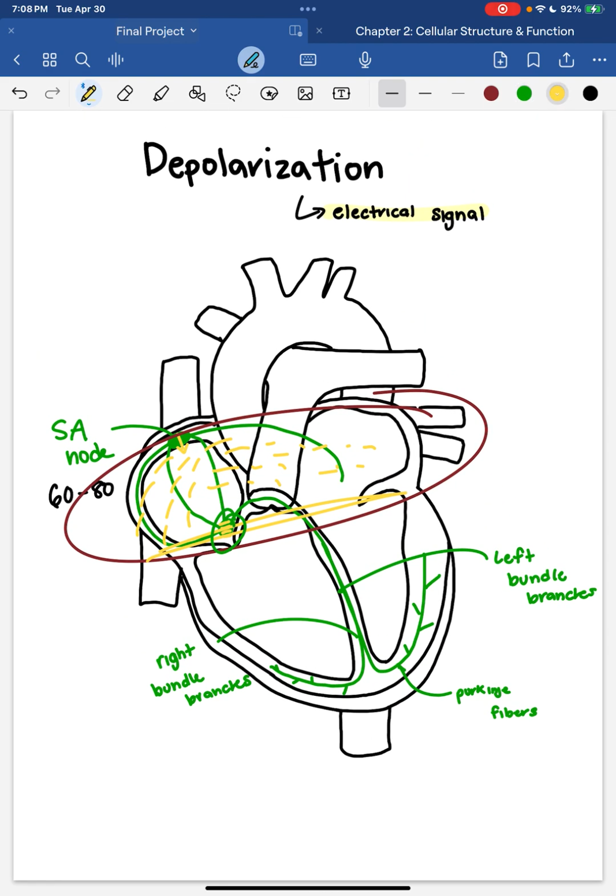So that means that this signal is going to move down and up, which is going to squeeze these ventricles. It's going to squeeze those ventricles and push this up. So all the blood that was sitting in the ventricles after the blood has been pushed out from the SA node right here is then going to be pushed out.